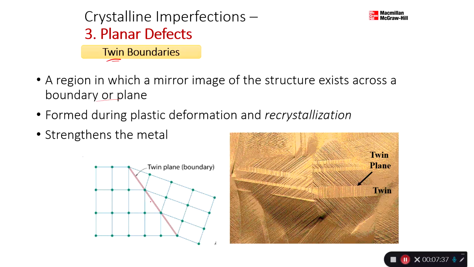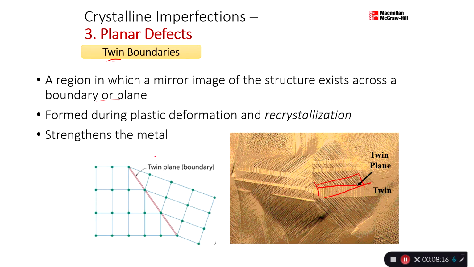It's not physically there. Okay, so what happens is that you can see, let's look at this line, for example. On this line, if you were to take this portion, you can see that this line is mirroring these 2 sides. Okay, this is the plane of mirror. So twin boundaries are wherever there's a mirror image of structure, then it's called a twin boundary.